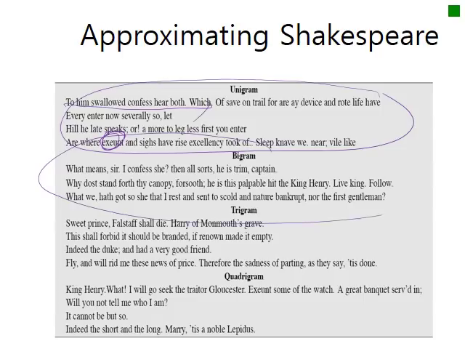Then you can replace your model with bigram, and then it reads much better. What means they are likely to co-occur. The King Henry is very likely to appear in Shakespeare, and if you use trigram, that sounds much better. And with quadrigram, the sentence almost makes sense. King Henry, what? I will go seek the traitor, which is what I would say. So this, I think, illustrates the importance of language models.